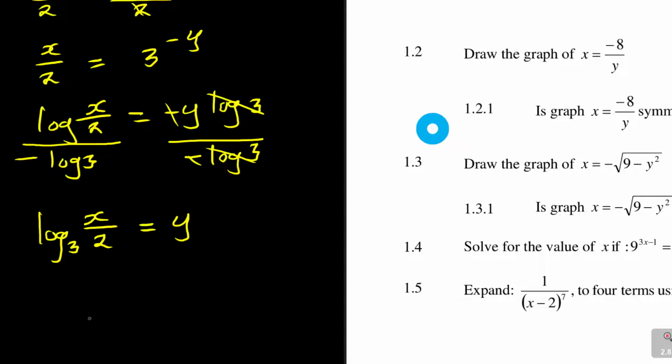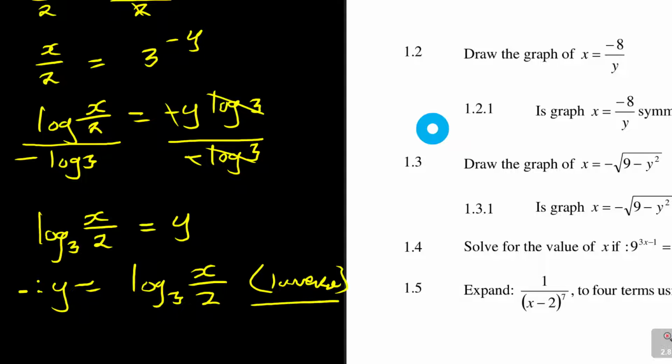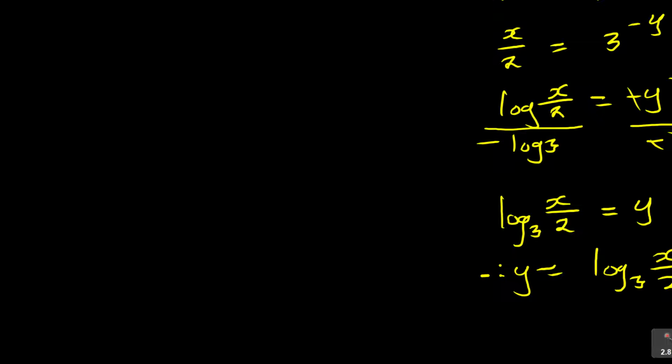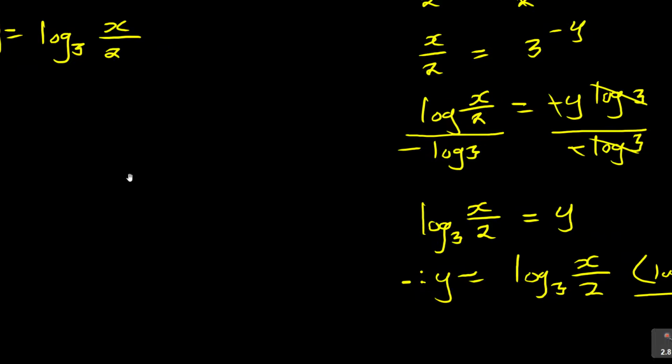Are you with me? So now we know our y. Therefore y is equal to log in base 3 of x over 2. This is the inverse function. That's why I'm saying you might not get marks on that, because they just want you to draw this graph. So what are they saying here? They're saying draw the graph of y is equal to log 3 and then x over 2. Alright, so this is the graph that we're supposed to draw.